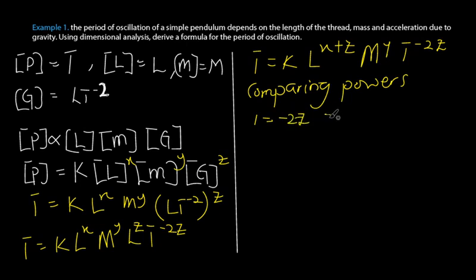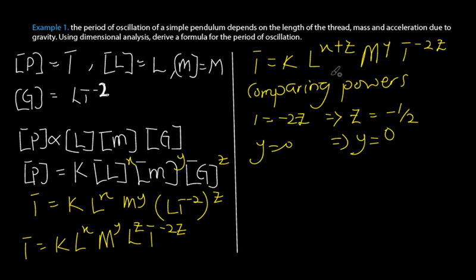So this implies that the value of z over here, we divide both sides by -2, we get -1/2. So this is the value for our z. Now comparing powers of M, because we don't have any M over here, we assume the power of the M over here is 0, so M raised to the power 0 is 1. That is how come the M is not here. So it means our y is equal to 0.